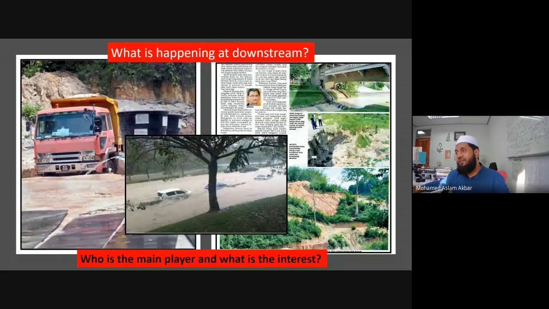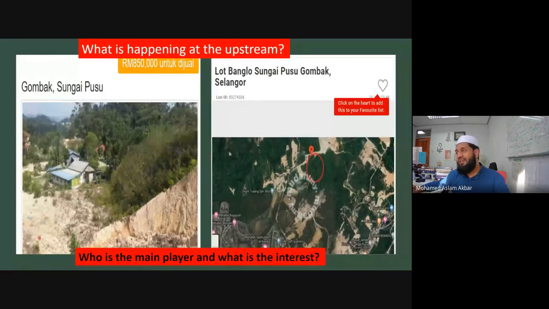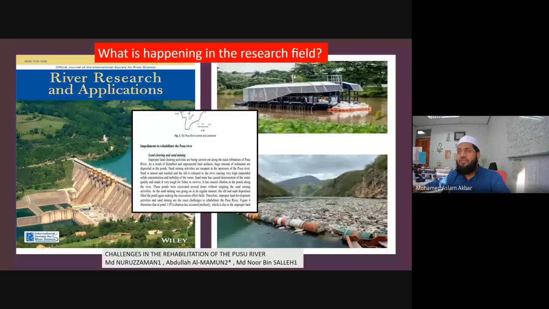And this is the photo that we have. This is the kampong we call Sungai Pusu, just beside our university. If you are in the female mahallah, you can actually see this kampong just beside your windows. And this is the overall eagle view. This is the small kampong. You just need to know what is happening upstream. River research and applications.